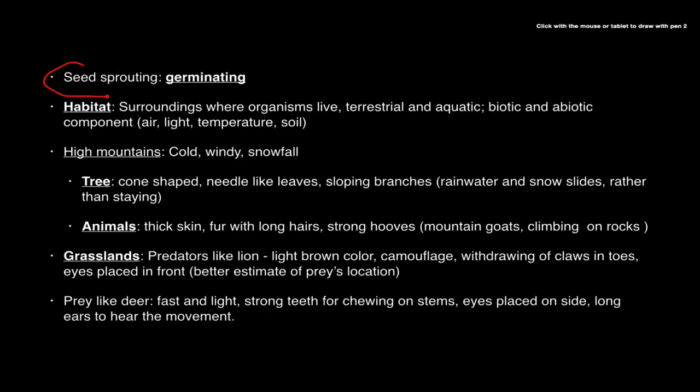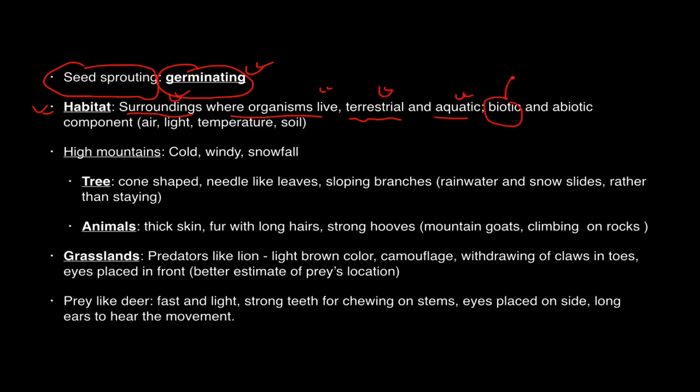Now seed sprouting, again a one-off term, it leads to germination, this was mentioned. Anyway, what is habitat? Habitat is the surroundings or the environment or the locality or the region or the niche in which an organism lives. It can be terrestrial, meaning land, aquatic, meaning water, it can be biotic, it has two factors, biotic meaning living. What is living? Plants, animals, fungi, these are the living organisms. And abiotic components include air, light, temperature, soil.